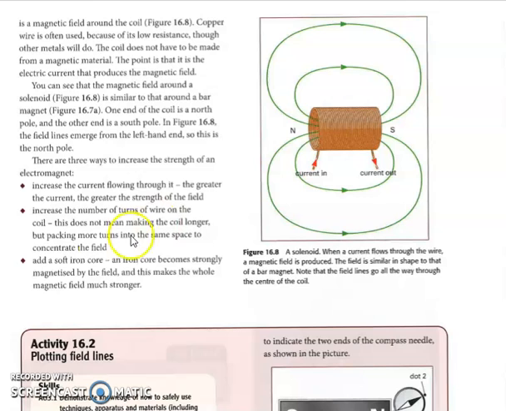Okay, so increase the number of turns of the wire on the coil. This does not mean making the coil longer, but packing more turns into the space, concentrating the field. Next most important thing is add a soft iron core.